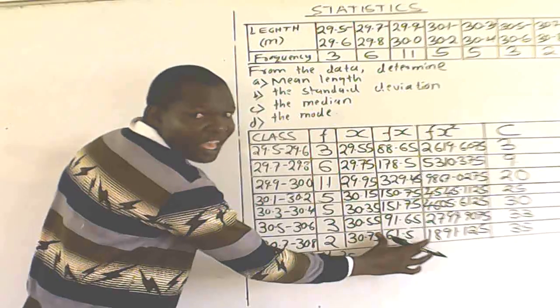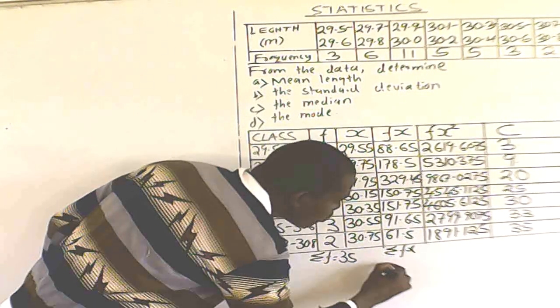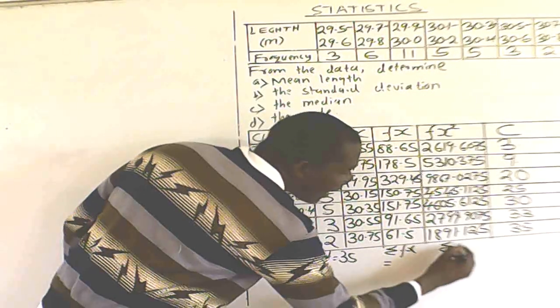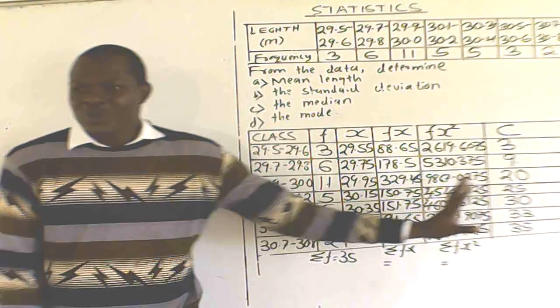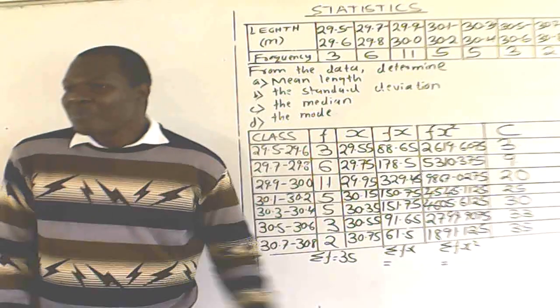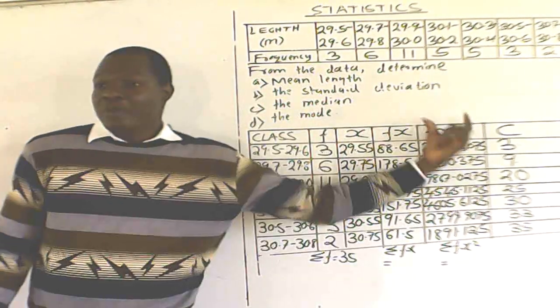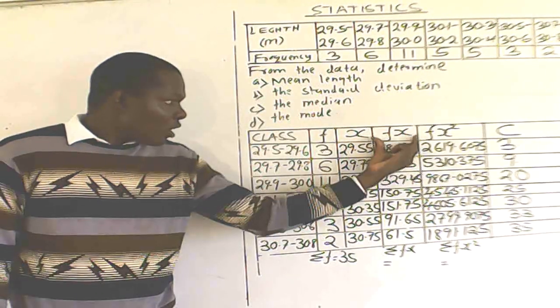If you sum up all the fx, and then all the fx squared, what do we get? So it is good to analyze the table so that when we are going to the question, we have a complete table, isn't it? It is what is required, it is what is guiding you which columns to have. Are we together? So start by adding up all the fx.